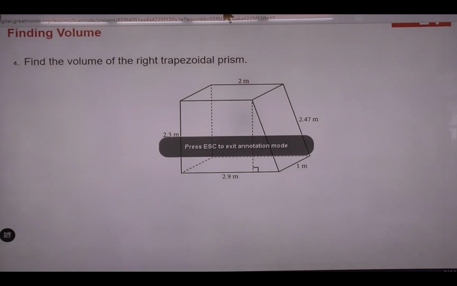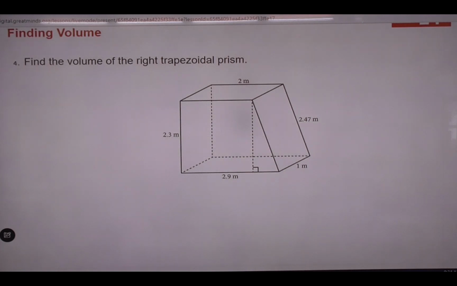All right, so what formula do we use to find the volume of any prism? V equals capital B times h. And what that stands for, I'd rather you say it the way it's supposed to be: volume is equal to the area of the base times the height. So we have to find the area of the base first.